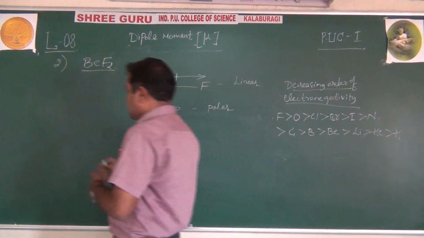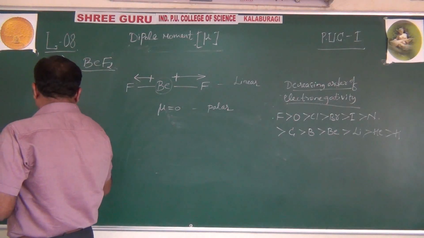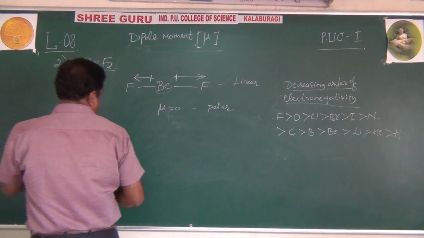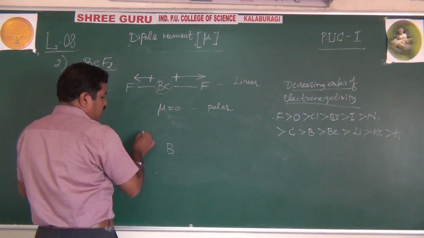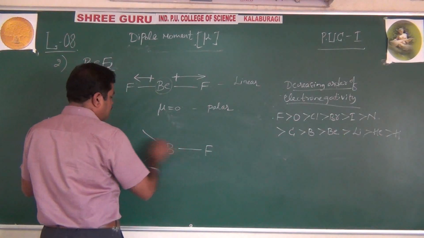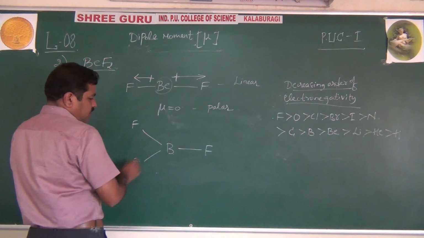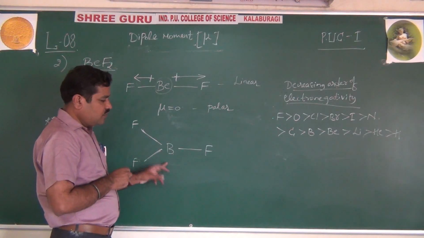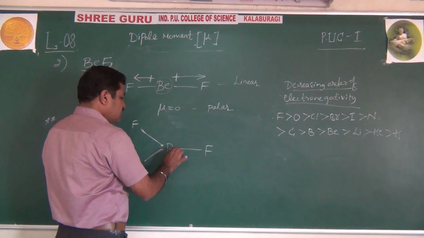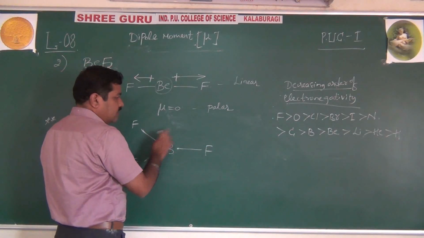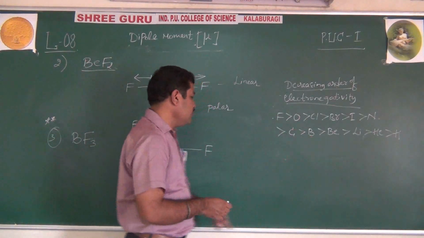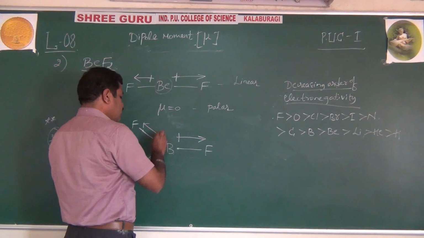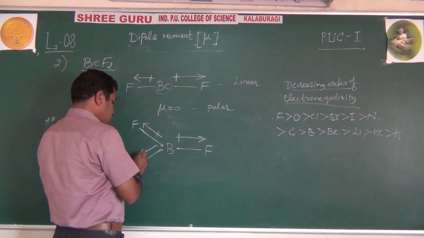Now coming to the next example. After beryllium fluoride, now boron trifluoride, BF3. Very, very important for CBSE. Let us see boron trifluoride. See, here it can be written like this. And how do you come to know how to write it like this? That's why I told you the star formula, right? Now boron contributes one electron to share with each fluorine atom, right? Now fluorine is more electronegative than boron. Once again comparing, fluorine is more electronegative than boron. And the bond moments are towards fluorine. This is very, very important.